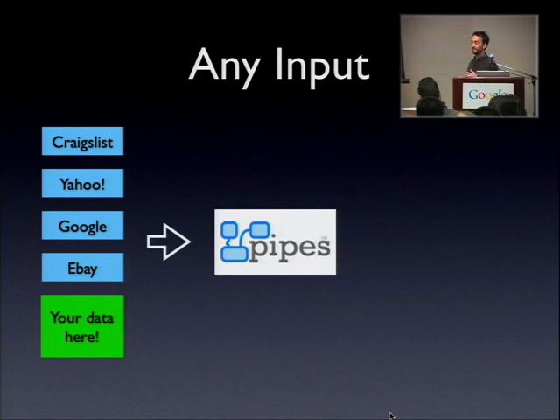The other part of our design philosophy was to work with as many different input sources as possible. So I've shown some example services. In terms of formats, we support RSS, Atom, JSON, and just recently arbitrary XML data structures. And we hope that people who have some data that they want mashed up will offer it in a way that can be used through pipes.